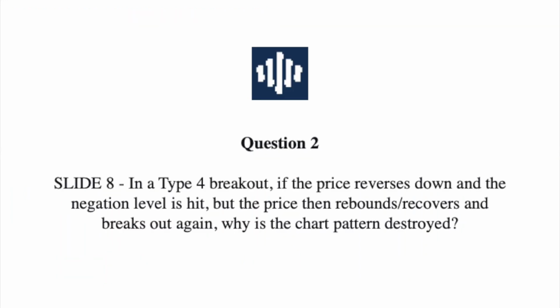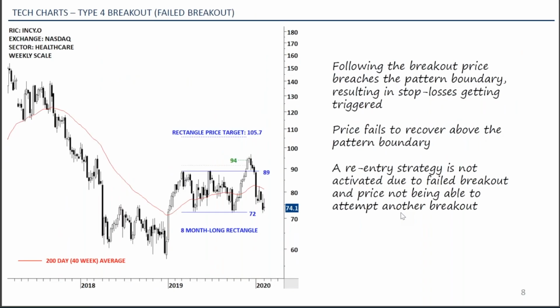Slide 8. In a type 4 breakout, if price reverses down and the negation level is hit, but the price then rebounds, recovers, and then breaks out again, why is the chart pattern destroyed? Because the chart pattern negation level is placed in such a place that is too deep inside the pattern, and after that the chart pattern is not behaving according to what it should.